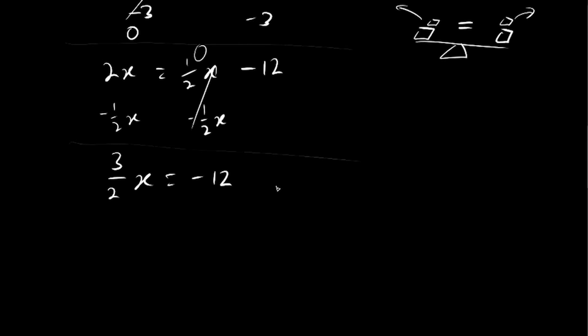Okay, so now that we've done the additions and subtractions, i.e. minus 3 and minus half x, now we can move on to the multiplication and division. So now we can multiply both sides by 2. So we need to get rid of this 2 here. Let me just make it a bit more colorful. 3 over 2 x, and on this side we have minus 12.